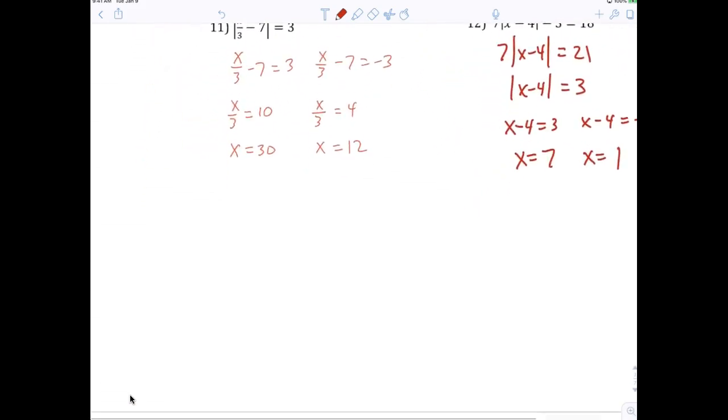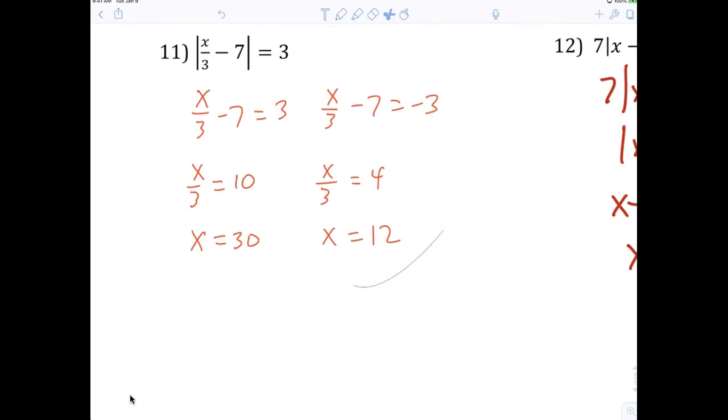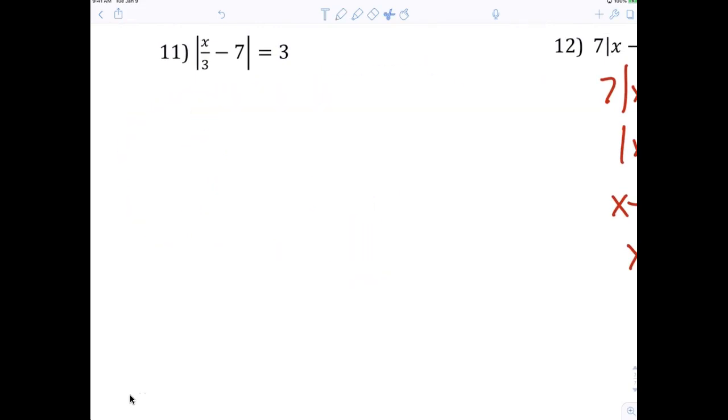All right, I'll show you number 11. Let's go. Here we go. All right, so don't be afraid of fractions, all right? Let's write it. Go ahead, you tell me what to do. Loud and proud, I can't hear you. x over 3 minus 7 plus 3. Then x over 3 minus 7 equals negative 3. Beautiful. Now what? Add 7. So that's x over 3 equals 10.